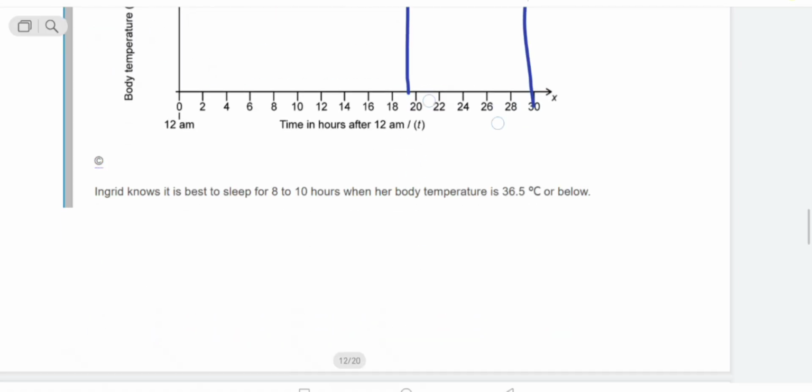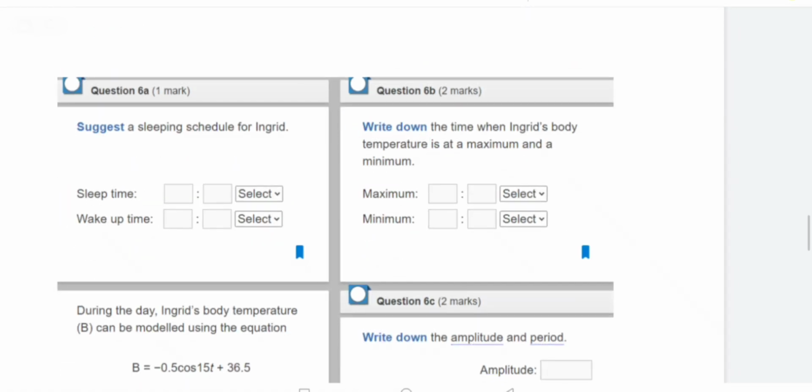So let's see the sleeping schedule. According to the graph, it is better he sleeps at 8 p.m. and wakes up at 5 or at 6. If it was 5, that is 9 hours. So between 8 to 10 is better. The best suggestion is 5, 9 hours enough. Okay, look at question number 6b.